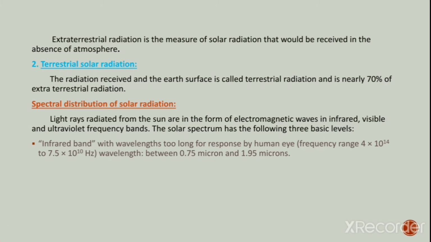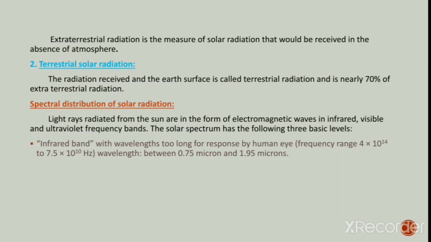We will know about the spectral distribution of solar radiation. Light rays radiated from the sun are in the form of electromagnetic waves in infrared, visible and ultraviolet frequency bands. The solar spectrum has the following three bands.